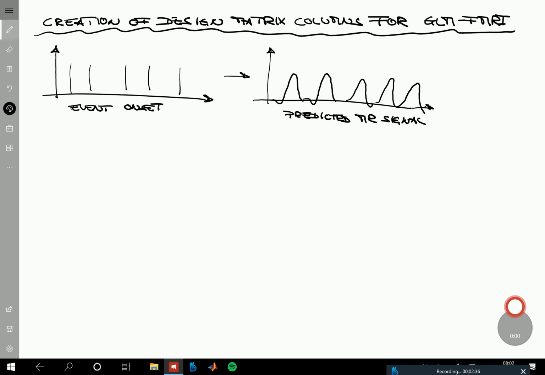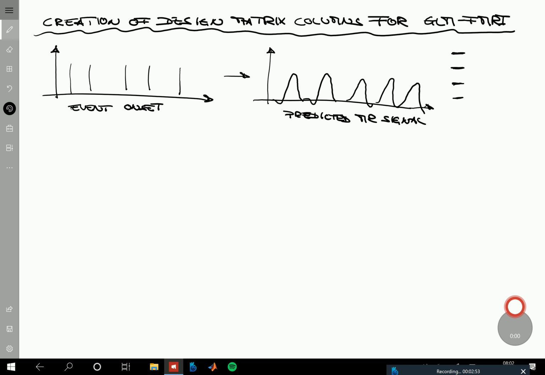And you of course also remember that these predicted MR signal time series then are the columns of the design matrix, and if you look at them from above, you see this typical picture of a design matrix which has these kind of bands of bright things wherever there's a peak in the predicted MR signal.